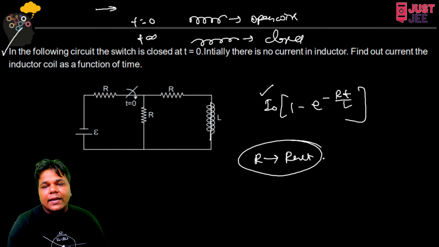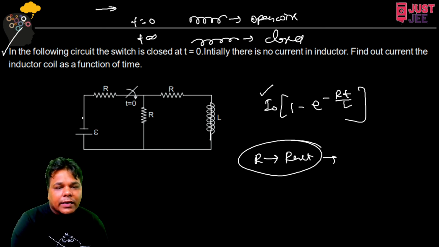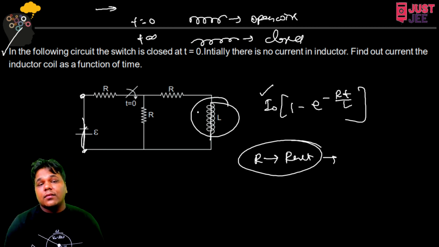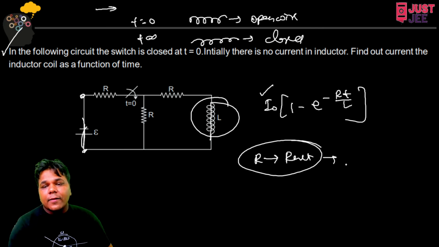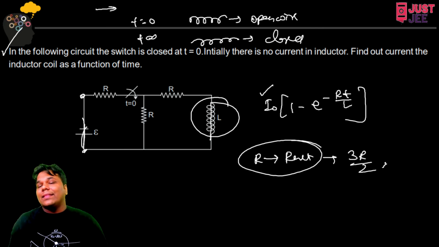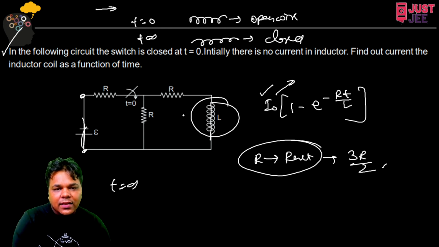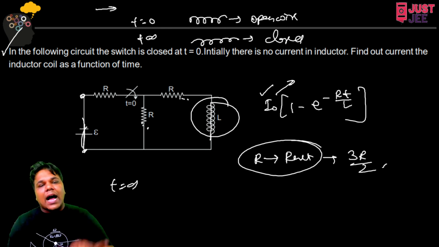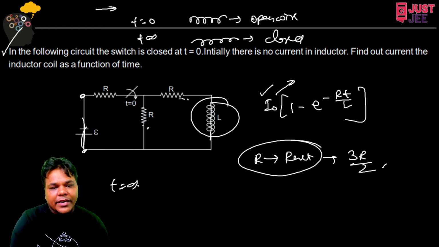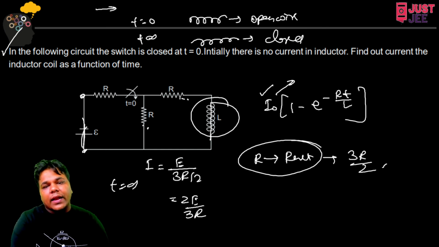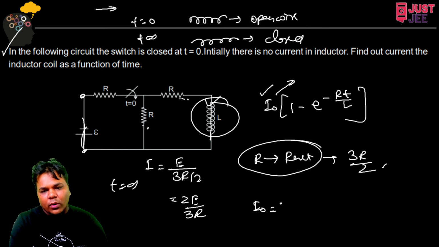To calculate R net, what are we going to do? First, replace the battery by a conducting wire and calculate the resistance across the inductor. It will be again 3R by 2. I think you got my point. And what is the value of I naught? At t equal to infinity, what is the current in the battery? As you can see, the total resistance is R by 2 plus R. This is 3R by 2. So the total current is E divided by 3R by 2, that means 2E by 3R. So the current passing through the inductor is I naught is equal to E divided by.